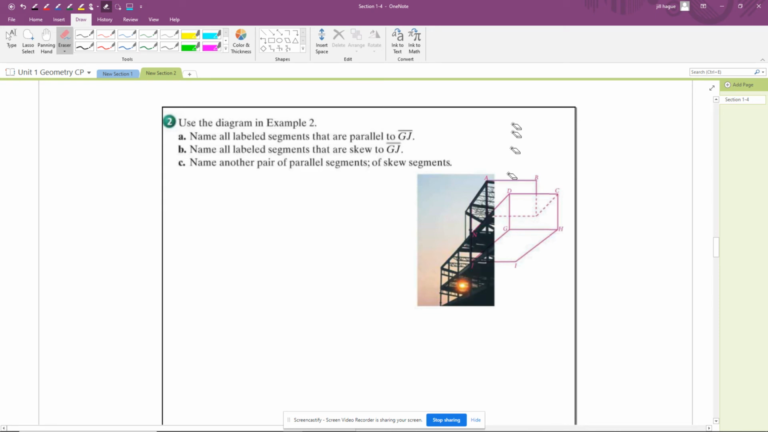Erase that. All right, and if we just look at this, and we could just pick parallel segments. I don't know, DJ here and CH. Those are parallel with each other. And skew might be DG and HI. Those are skew to each other, right? So those would be other pairs. And there's a few answers you could put for that one. All right, those are skew.